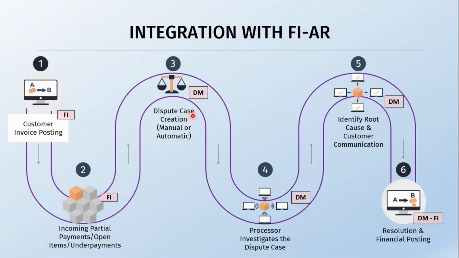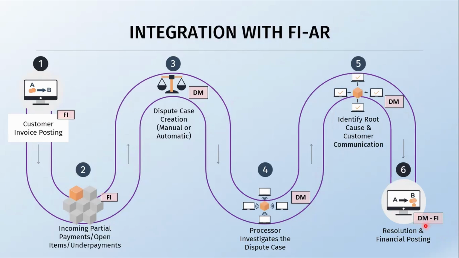Nothing gets posted in the system. Here also there is an investigation going on, so no entries are posted. Here as well, we communicate the outcome of the dispute case to the customer, so no accounting entry is posted. Here in the resolution phase, an accounting entry is generally posted, either a credit memo on the FI side or an auto write-off or a bad debt on the dispute management side.